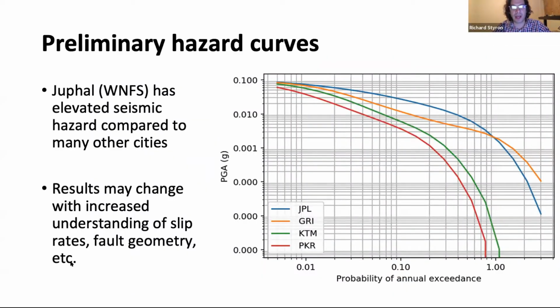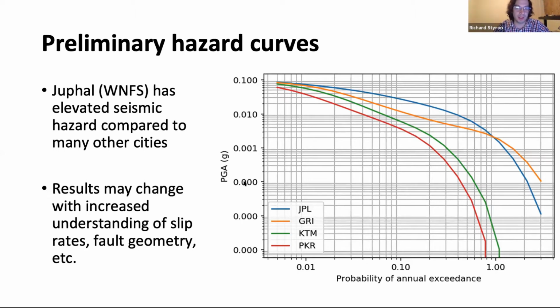So here I have hazard curves for 4 cities: Jufal in blue, Garahi in orange, Kathmandu in green, and Pokhara in red. On the y-axis of this curve, we have peak ground acceleration, and on the x-axis, we have the probability of annual exceedance. In the previous slide, we were looking at exceedance over 50 years. In this slide, it's the annual exceedance, so the values are quite a bit lower. And I don't want to concentrate on the numbers themselves because this work is very preliminary.